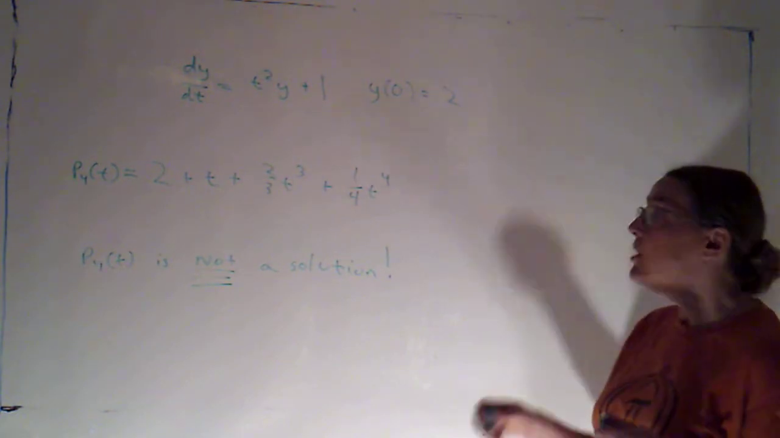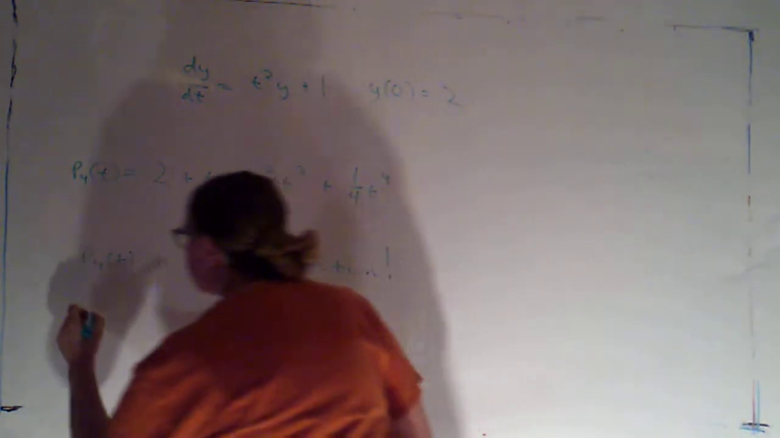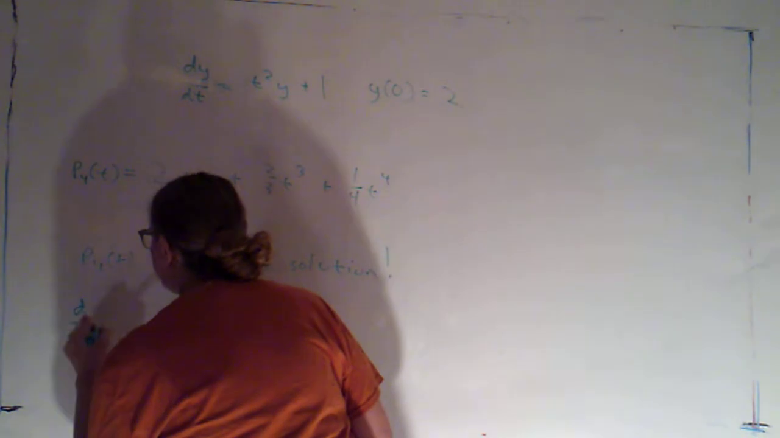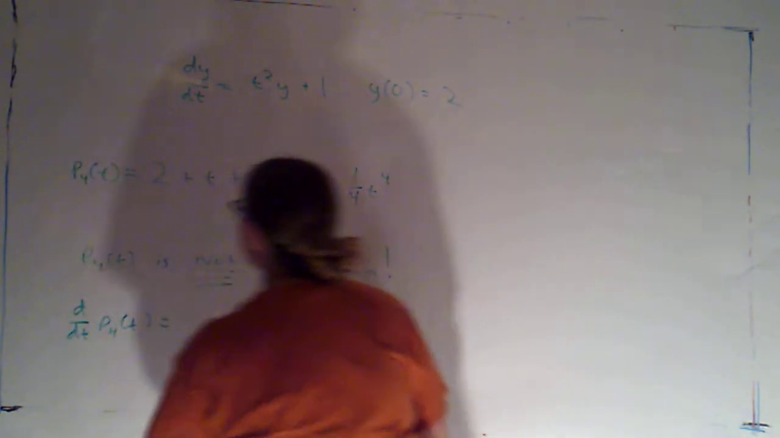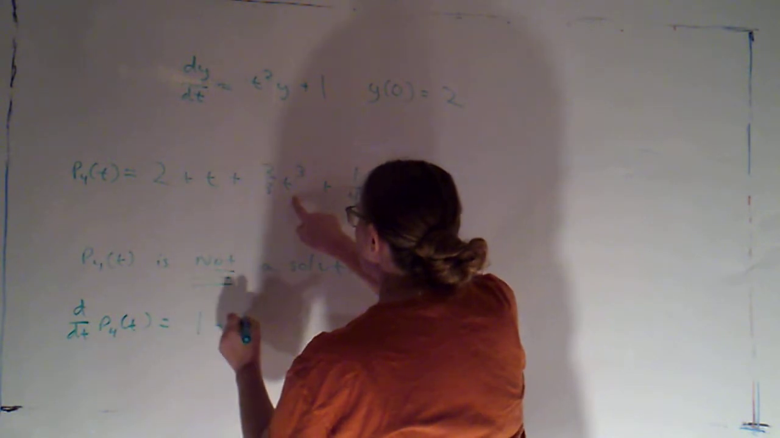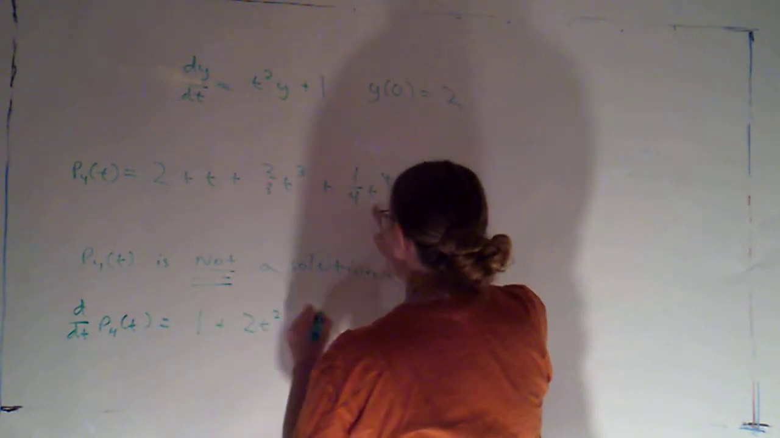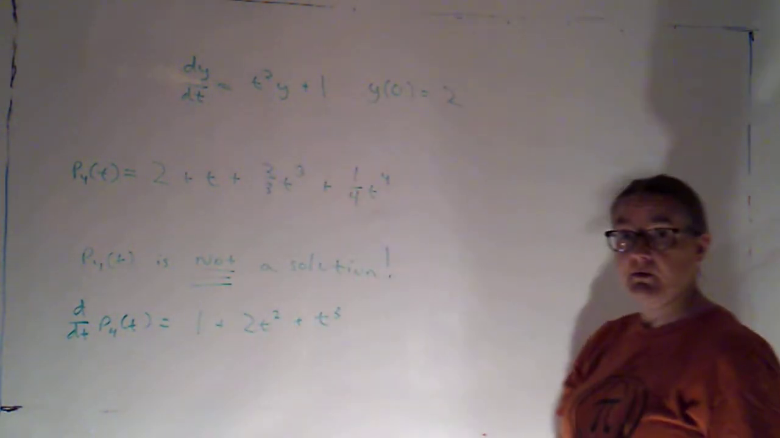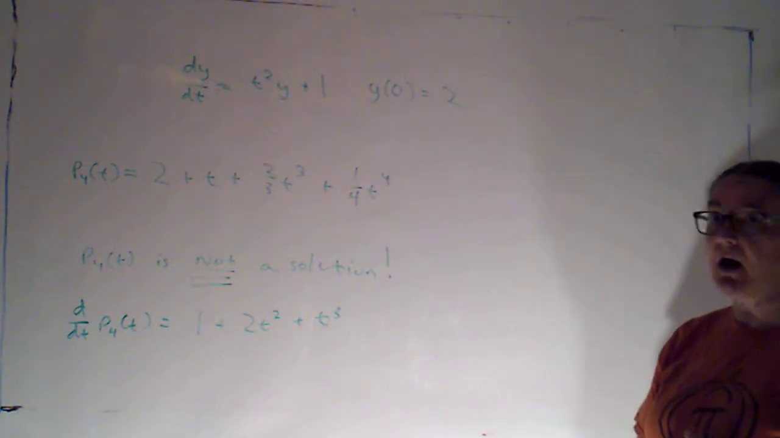Okay. We can see that quite clearly because if I look at the derivative of P4 of t, that would just be, let's see, 0 plus 1 plus 2t squared plus t cubed. Notice that's a third degree polynomial.